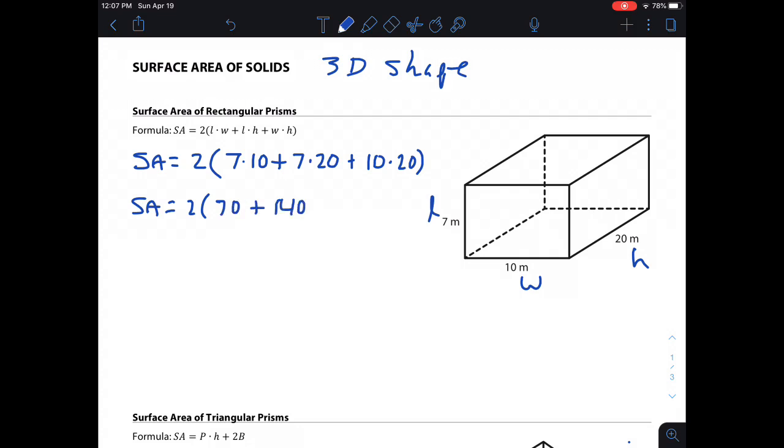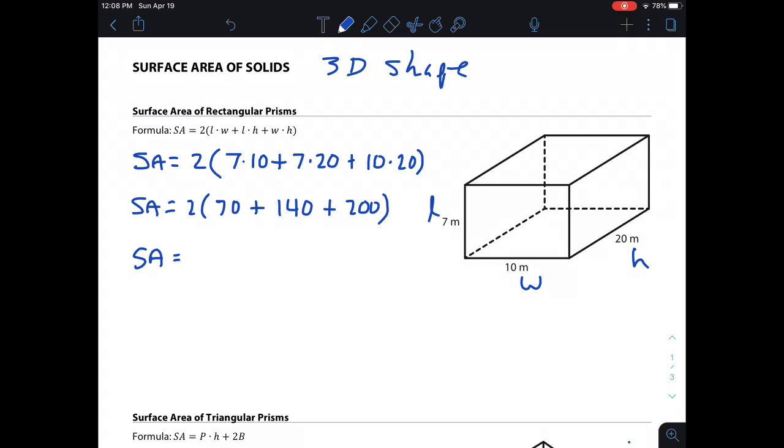7 times 20 is 140. Oh, that's not very pretty. Here, let's fix that. 140. And then 10 times 20 is 200. Then I just keep simplifying. I'm going to add all those together. And if you want to, you can skip some of these steps. You could do this whole thing in the calculator if you wanted to. You could do everything in the parentheses in the calculator, then multiply it by 2. There's a bunch of different ways you can do it. It really depends on what type of calculator you're using and what your preference is.